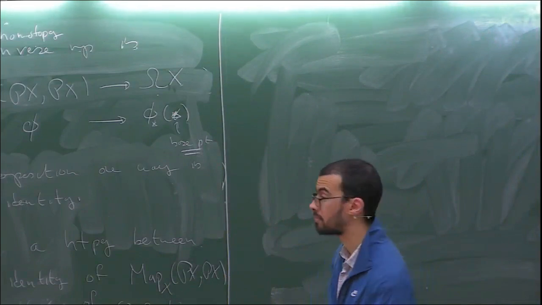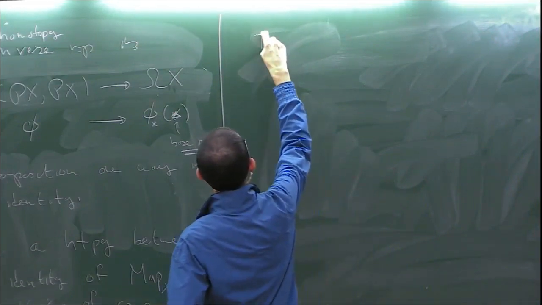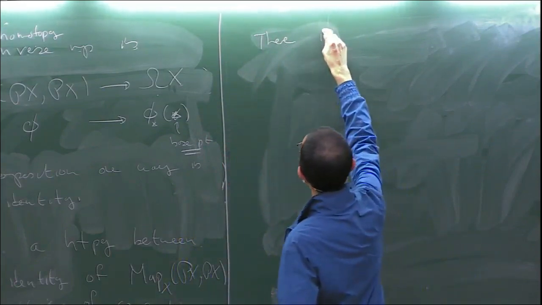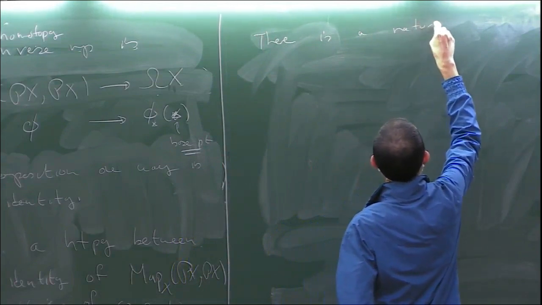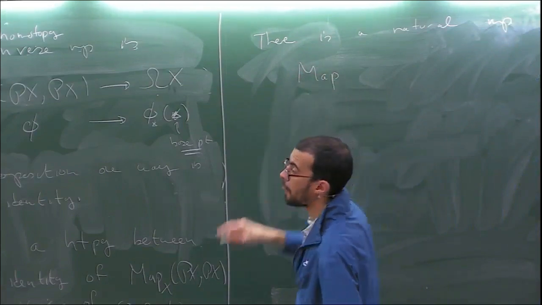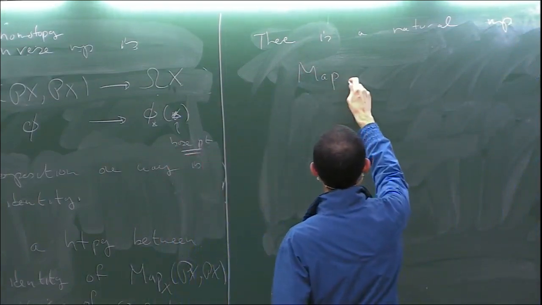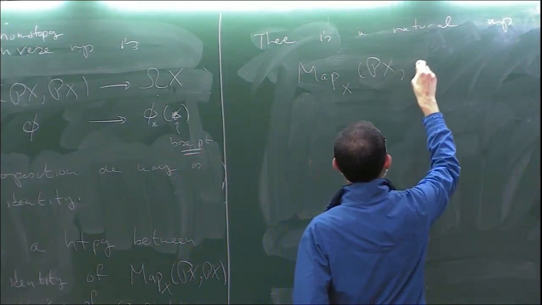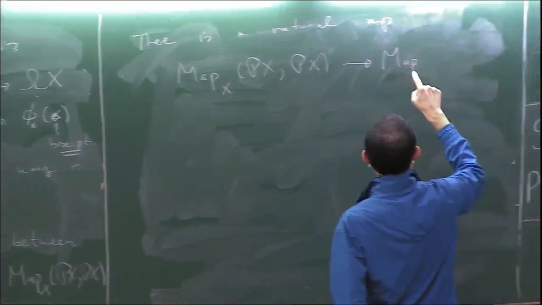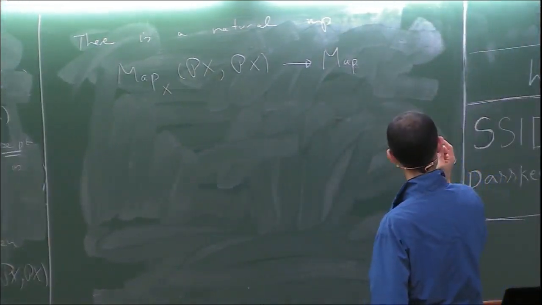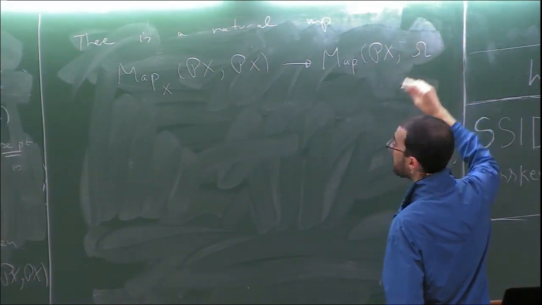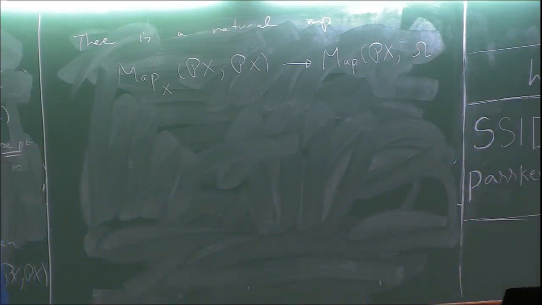So let me observe something. What I want to observe is that this homotopy, we're going to build it from two steps. Okay? So there is a natural map from this space, maps over X from Px to Px, to the maps not over X anymore, from Px to the loop space of X.